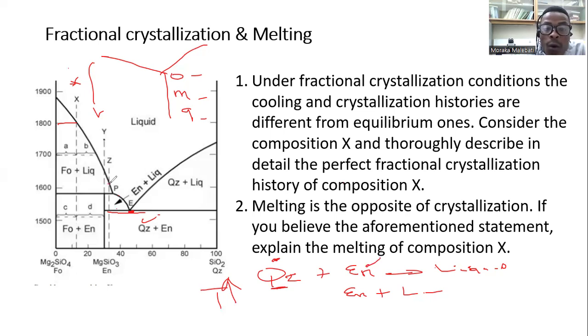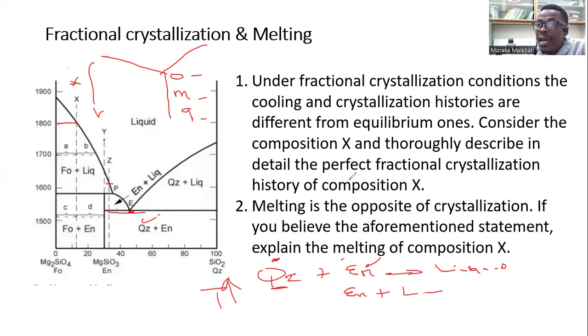Then when we are here, all of the enstatite will have melted. Yeah, sorry, I forgot what composition we're looking at. Now, can you see that melting is just the opposite of what was just happening? So let's now consider the composition X and thoroughly describe the perfect fractional crystallization.